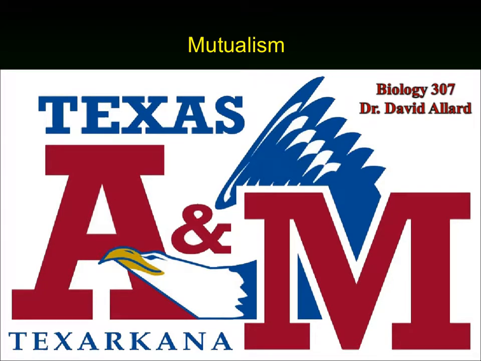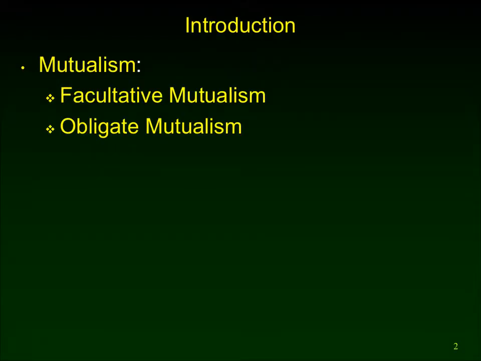Okay, here's our last type of interaction for the term. So, mutualism. Mutualism means that we have interaction between individuals of different species that will benefit both partners. There are several ways to look at this. One is the facultative mutualism, that occurs when a species can live without its mutualistic partner, or an obligate mutualism, which occurs when a species is dependent on a mutualistic relationship.